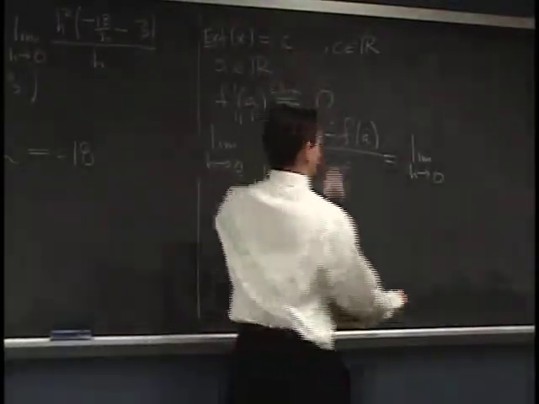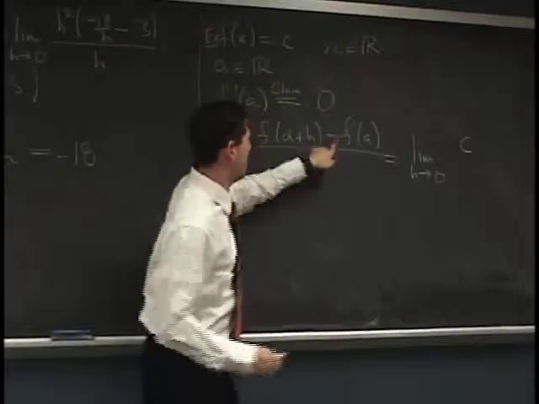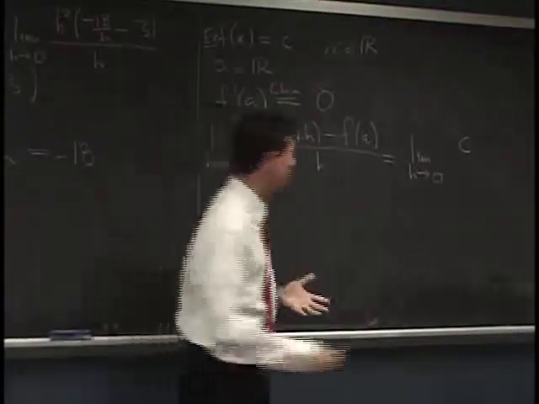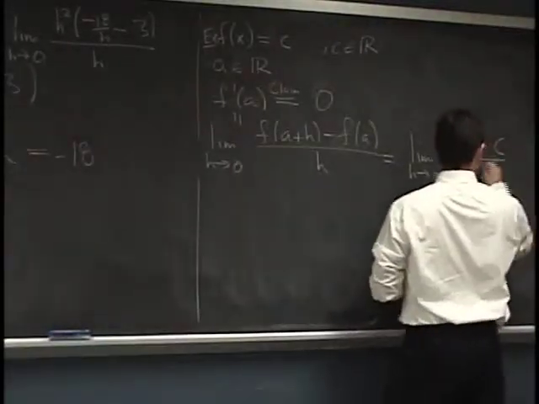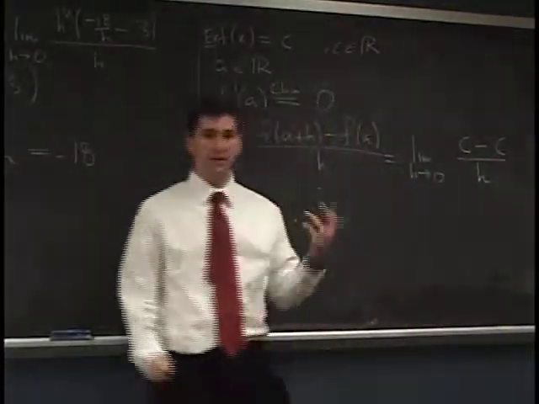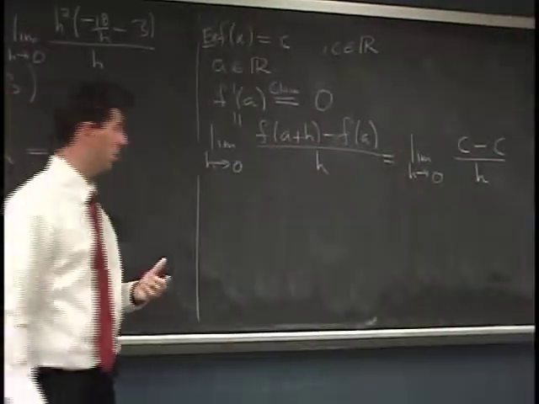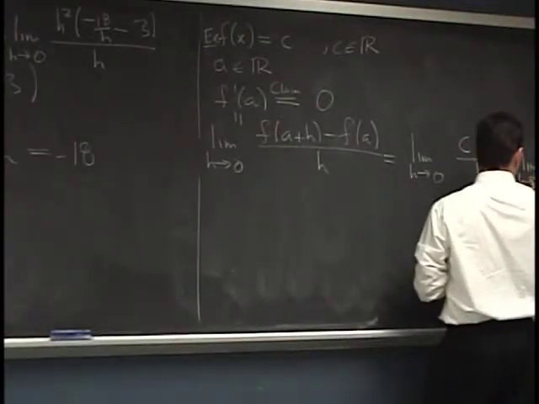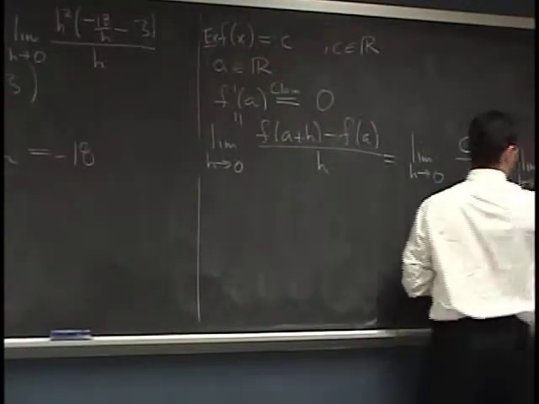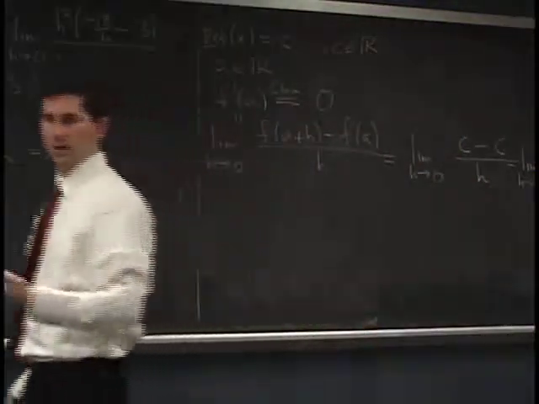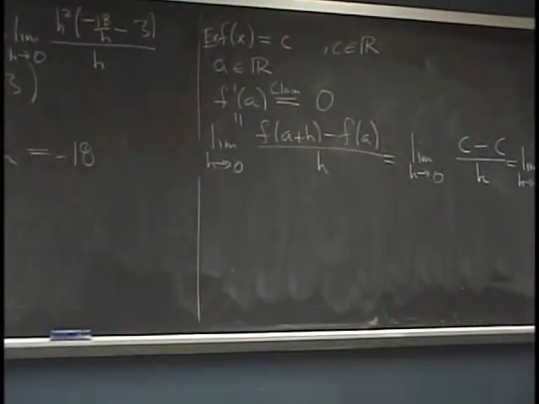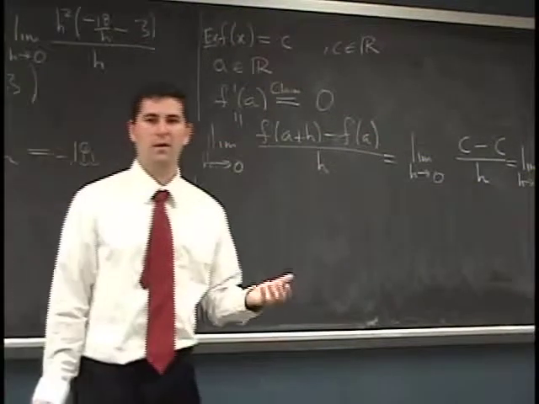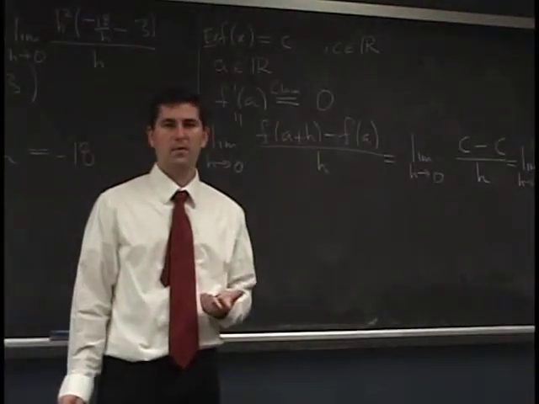It's a constant function. Then minus f of a. Again, that's c. And of course, c minus c is 0. And so this is the limit as h goes to 0 of 0 over h. Now, as h goes to 0, this goes to 0 over 0, right? What happens at 0 over 0?